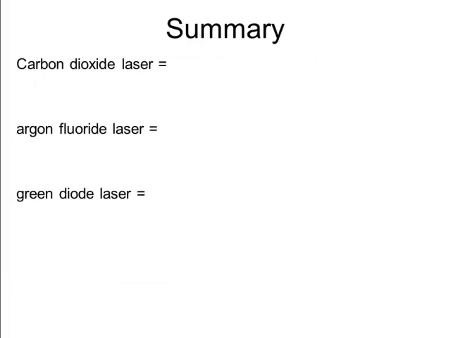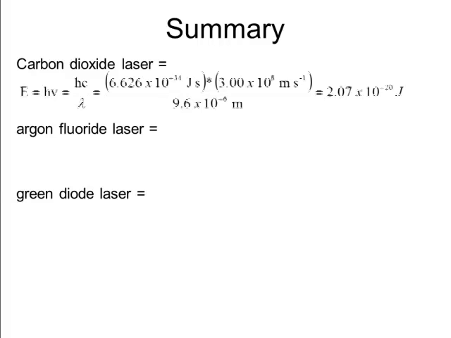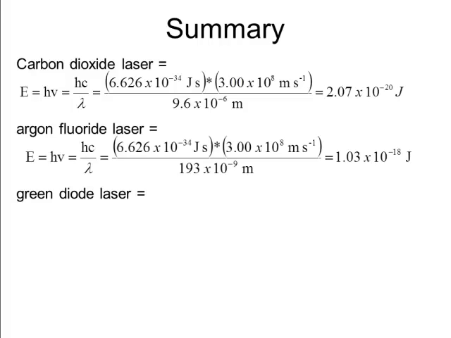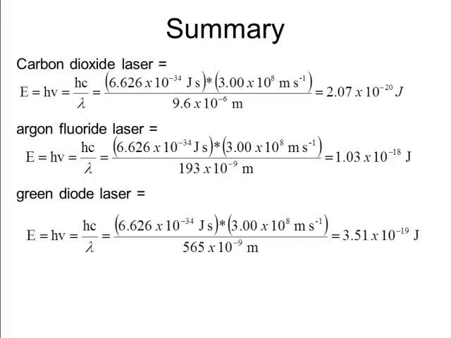So just to summarize these, the carbon dioxide laser, which was used for that welding and cutting, ended up with 2.07 times 10 to the negative 20th joules. The argon fluoride laser, which was used for eye surgery, ended up with 1.03 times 10 to the negative 18th joules. And the green diode laser, which is used just for laser pointers, ended up with 3.51 times 10 to the negative 19th joules. So looking at all these, which one's got the largest energy associated with it, and which one's got the smallest energy associated with it?